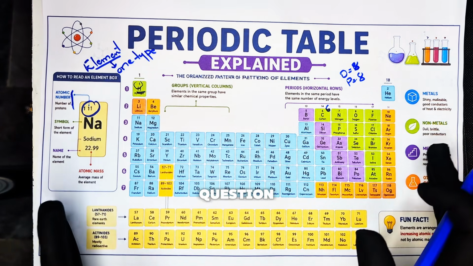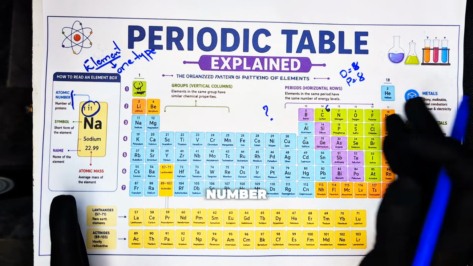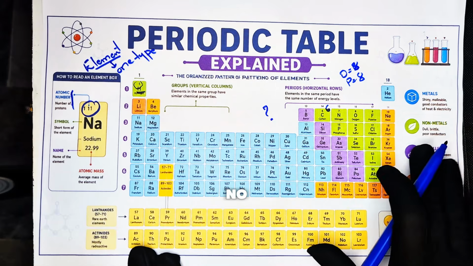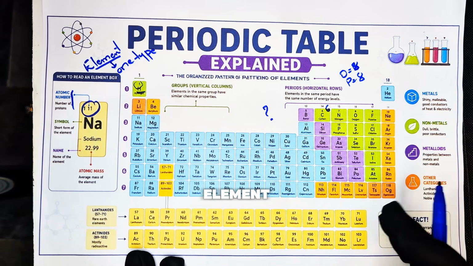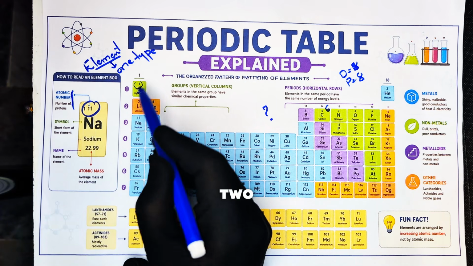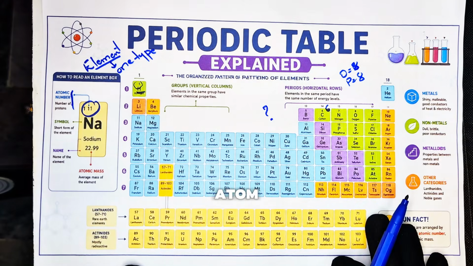Here is a simple question. If I somehow changed the number of protons in an atom, would it still be the same element? No. Changing the number of protons creates a different element. For example, if you add one more proton to hydrogen, that means 2 protons, then it becomes helium. It doesn't remain a hydrogen atom.